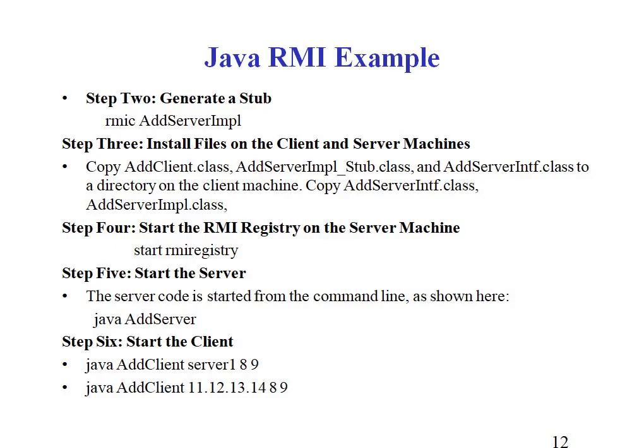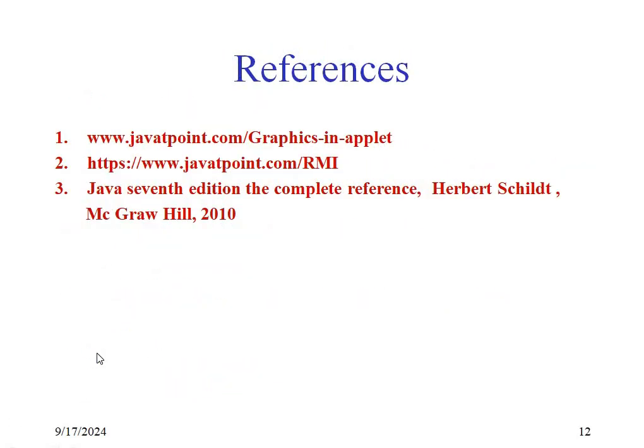Step 6. Start the client. The AddClient software requires three arguments: the name or IP address of the server machine and the two numbers that are to be summed together. You may invoke it from the command line by using one of the two formats shown here. These are the references shown here.